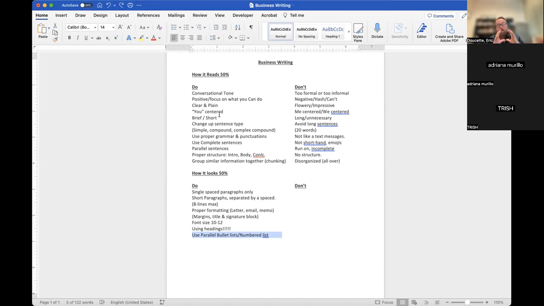Also use parallel bullet lists and numbered lists. Bullet lists take a whole paragraph, a wall, and put it in a list that makes it so easy to scan and read. A lot of times students in this class, speaking of headings as well, will turn in their homework assignments or their check-in assignment. You guys are doing a check-in assignment every week. They'll just list all the answers in one big paragraph, all the answers to the 4 or 5 questions that I'm asking. And I'm like, where are the answers? I can't see them.